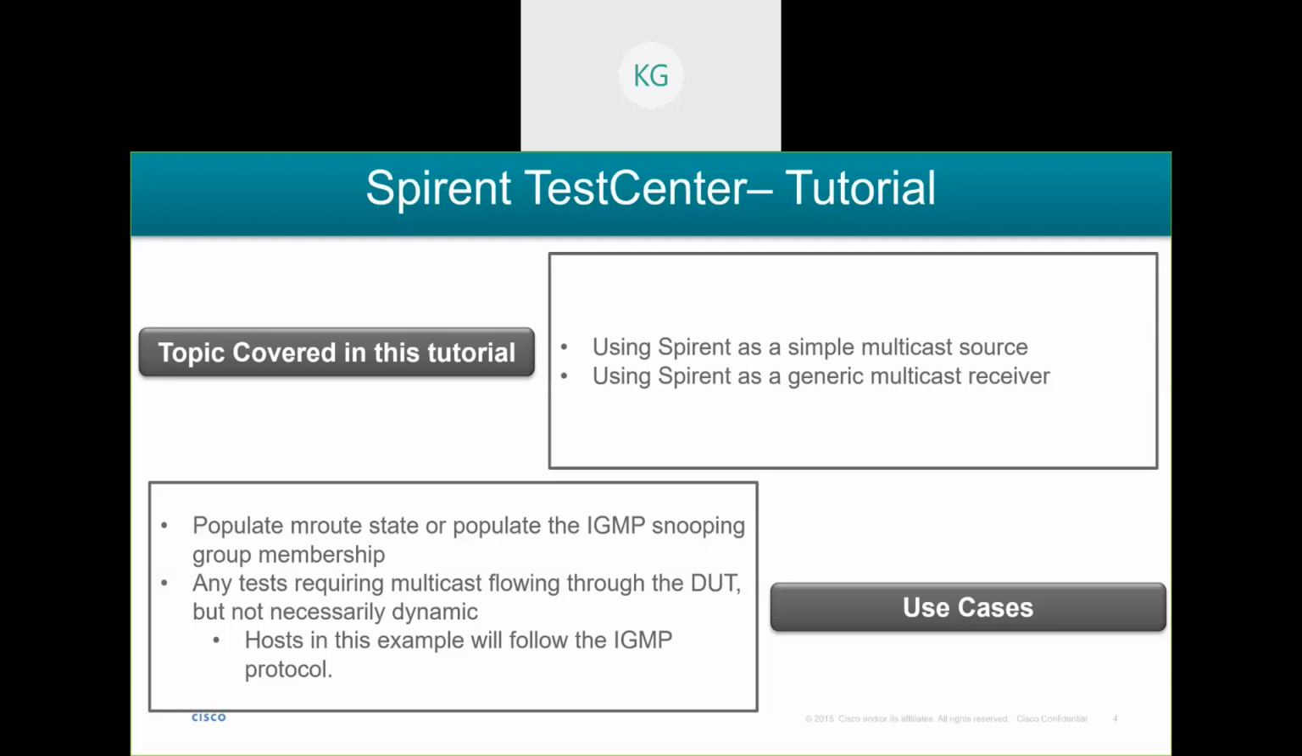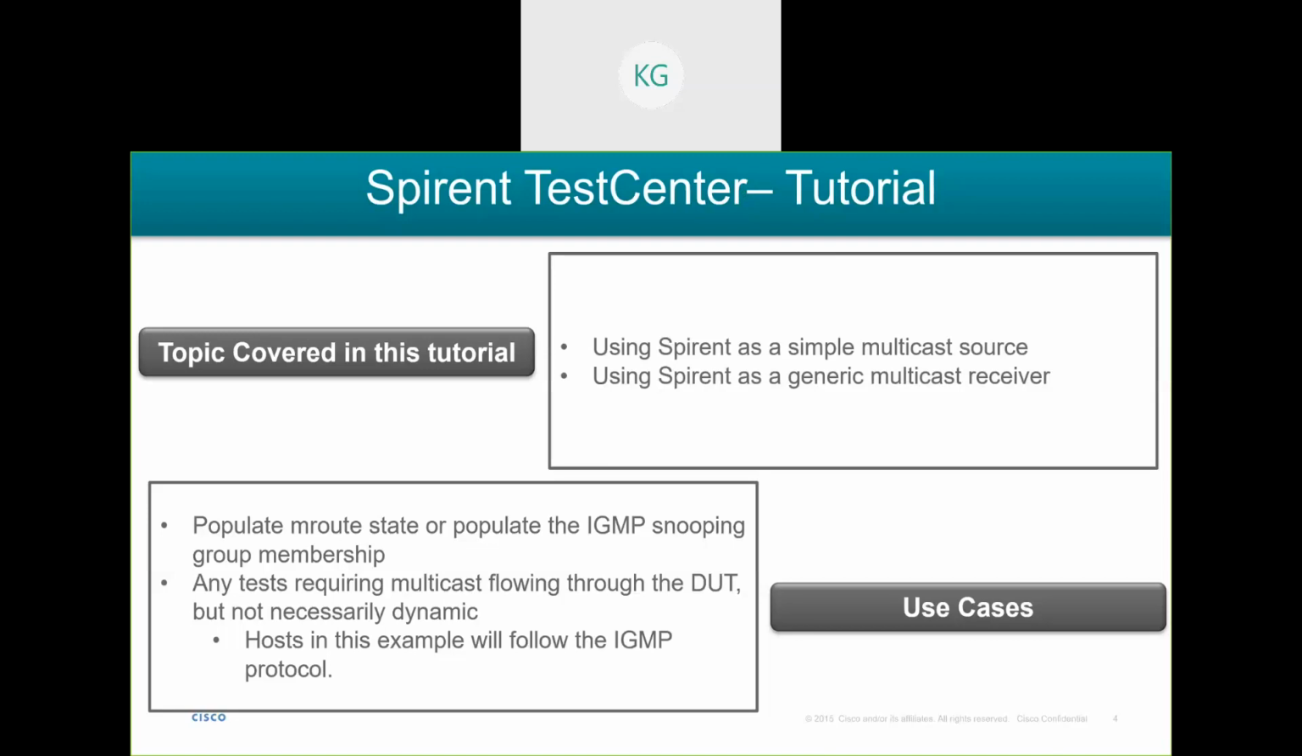All right, hello and welcome to the Spirent tutorial. On this particular lesson, we're going to be focusing on how we can use Spirent to act as a simple multicast source and receiver. So obviously some of our use cases here are anytime you need to do something like populating M routing tables or populating snooping tables, or basically anything where you need actual multicast traffic.